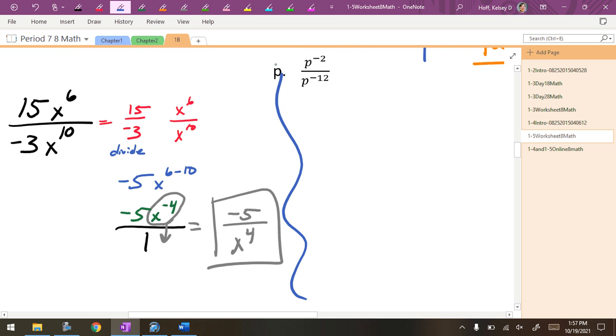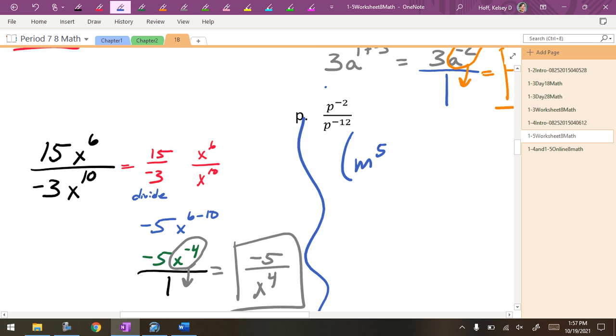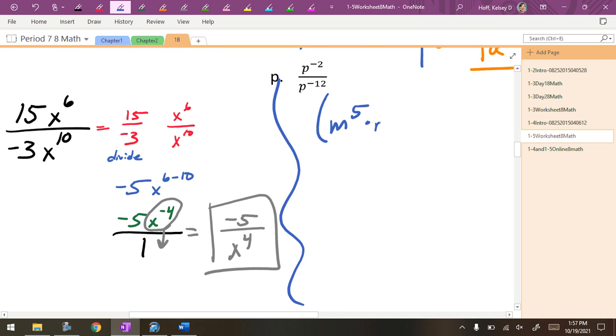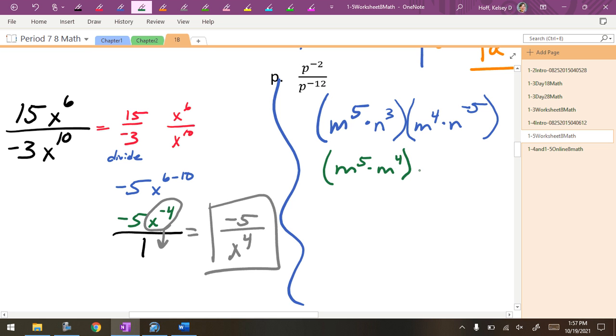Okay, one more. M to the 5th times n to the 3rd times m to the 4th times n to the negative 5th. Aiden, what you want to do? Very good. M's together and n's together. M to the 5th, m to the 4th, n to the 3rd, n to the negative 5th.